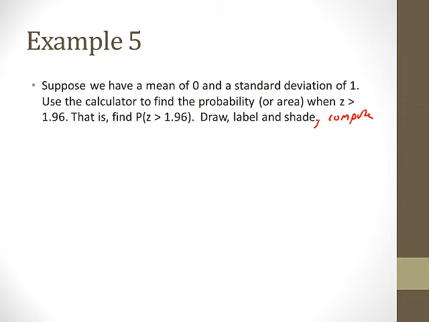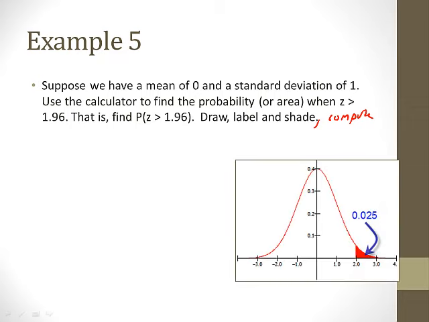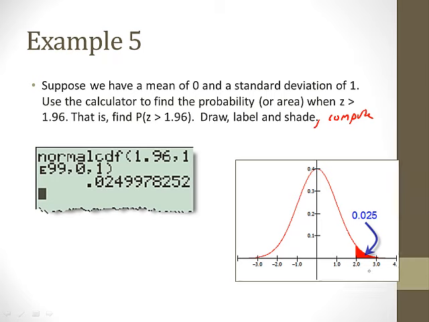Alright, welcome back. So what do we got here? Here's our curve, label it out. We're looking at just almost from 2 on, and what do we get? About 2.5%, 0.02499.